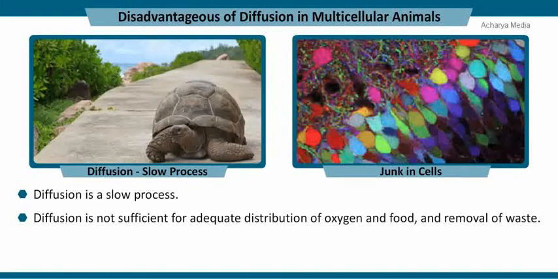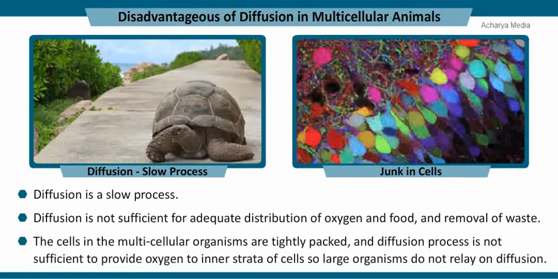Diffusion is not sufficient for adequate distribution of oxygen and food and removal of waste. The cells in multicellular organisms are tightly packed. If they relied on diffusion, the cells in the middle region would be deprived of oxygen. Hence, most large organisms do not rely on diffusion for their supply of food and oxygen.